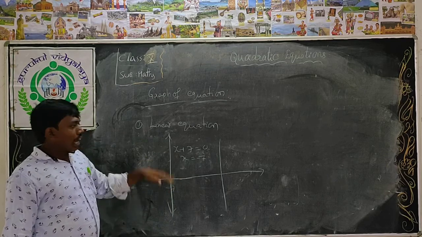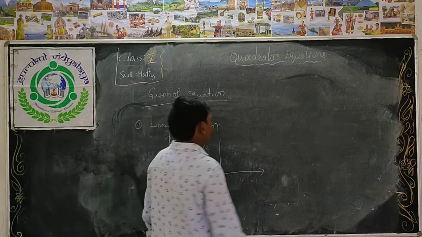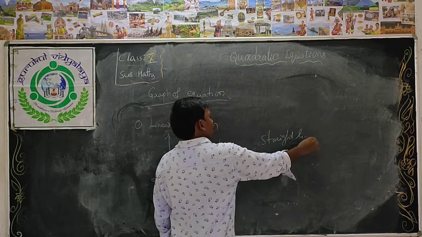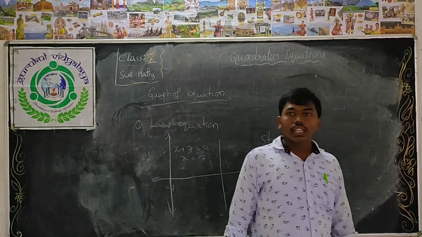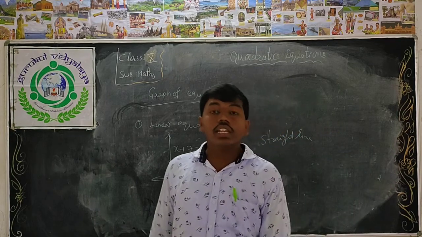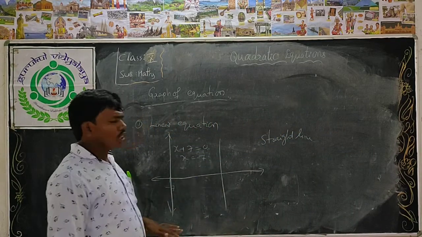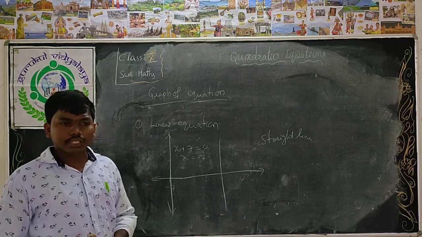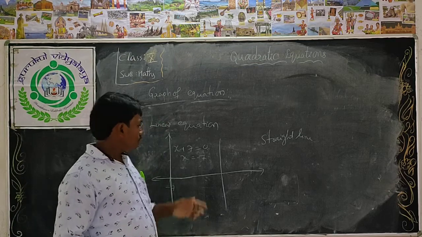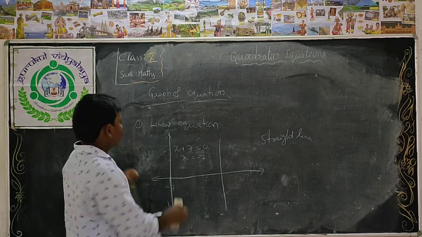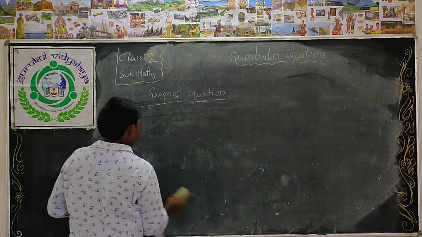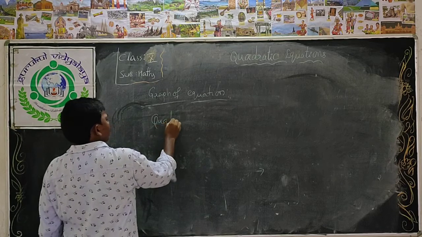It means the graph of a linear equation is a straight line. Again I am telling you, the graph of a linear equation represents a straight line. You take any linear equation, either one variable or two variables, it will become a straight line. And like that, see children, we will take the quadratic equation. The graph of the quadratic equation.